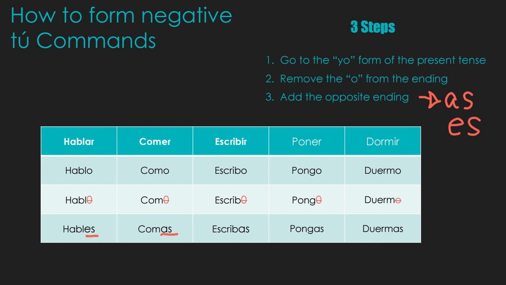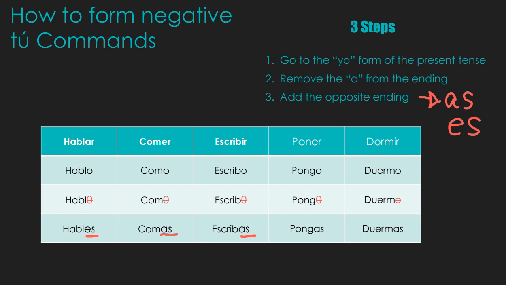So comas. If you forget how we did usted and ustedes commands and you want to go back and take a look at that, you can. But this should be pretty easy for you since you've already done this with usted and ustedes commands. Escribir becomes escribo in the yo form of the present tense. Drop the O, add the opposite ending. Since it was an IR verb, we add an AS on the end, we get escribas.